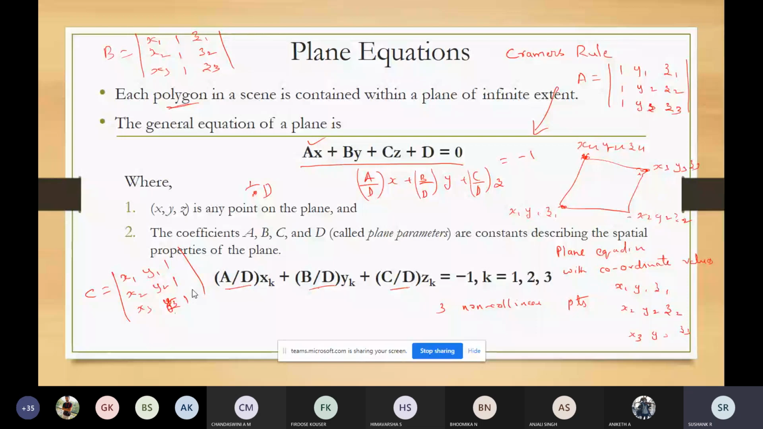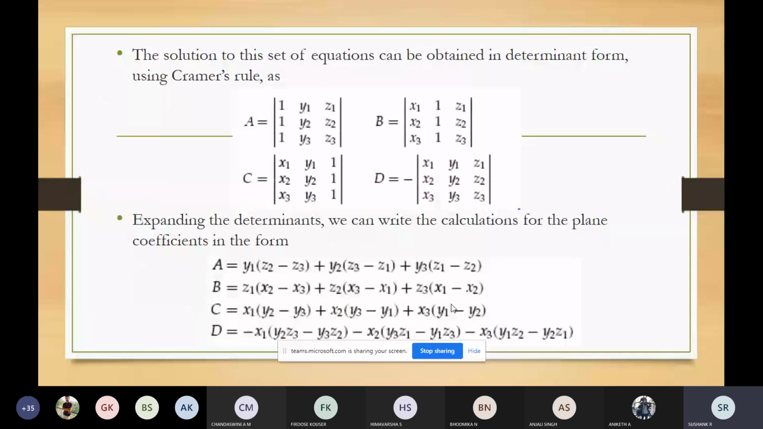Similarly for B, the y coordinates will be the unit value, so I am replacing them with 1, 1, 1. Like this, I am getting the determinant. And for C, it is given by x1, x2, x3, y1, y2, y3, z1, z2, z3. So C can be obtained using this equation, which is listed in the next equation. You just check this.